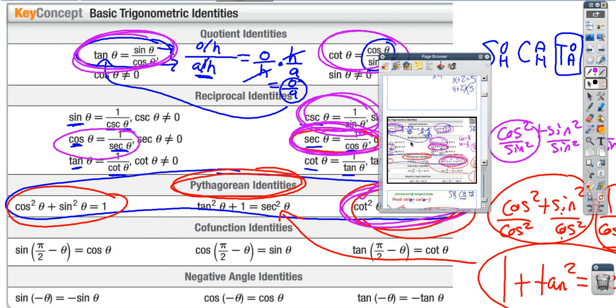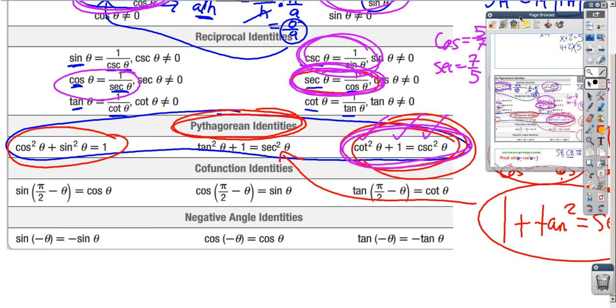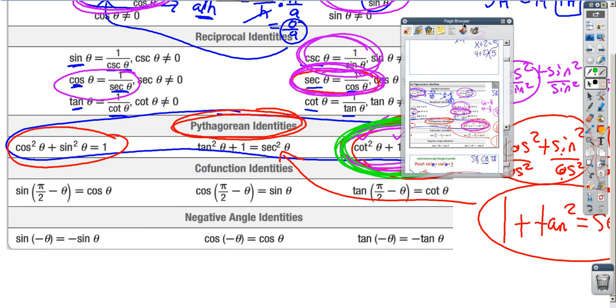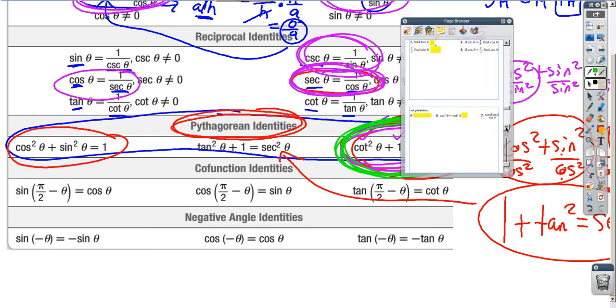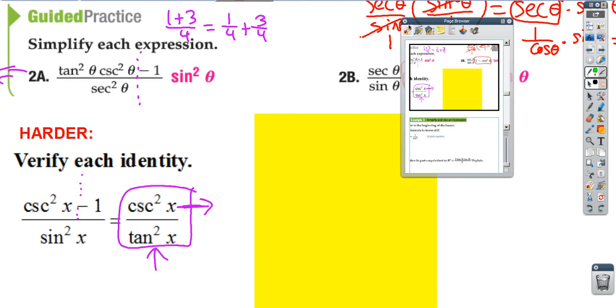Anytime you see something squared, you should think of these identities in the middle right here, these Pythagorean identities. Here's an identity right here. You can't see it because there's so much ink on here. This green one right here that I'm highlighting in green, there's an identity with cosec squared. Cotan squared plus 1 equals cosec squared. So let's try to see if we can somehow make use of that to make some progress with this.